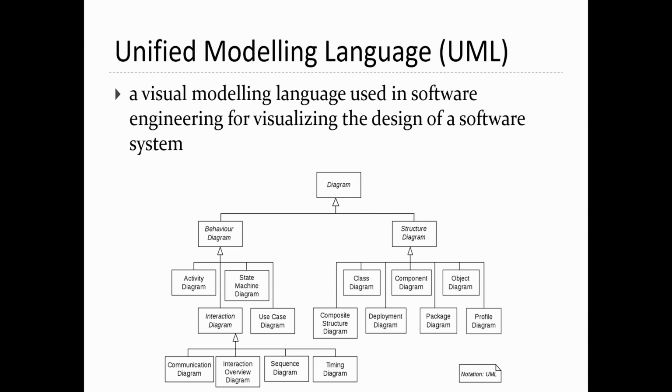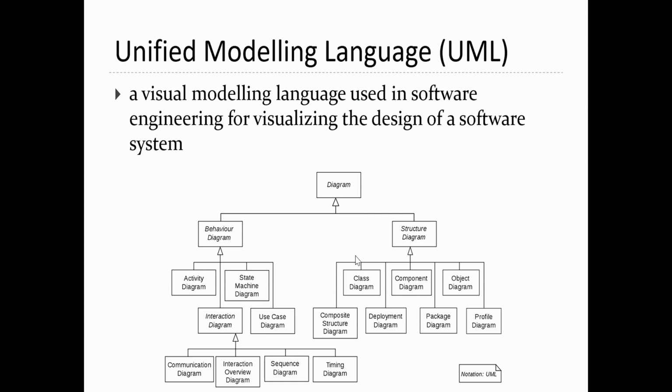So you have a UML diagram that describes the language itself. Up here, you've got something called a diagram. This represents all UML diagrams. You've got behavior diagrams and structure diagrams. We're interested in these structure diagrams. We're not interested in behavior in this course. You'll learn about that in some other course.